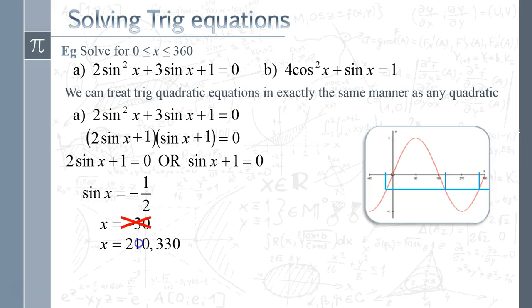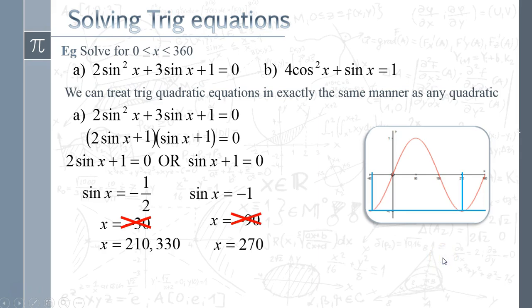Over on the other part of this, we've got sine x plus 1 equals 0, so sine x equals minus 1, and so that gives us x equals minus 90, and again we've just got to adjust that. It's just off the graph, but here's our minus 90, so if we come across here, we can see there it is on the graph, we're going to get 270. And there we go. So there's our solutions.